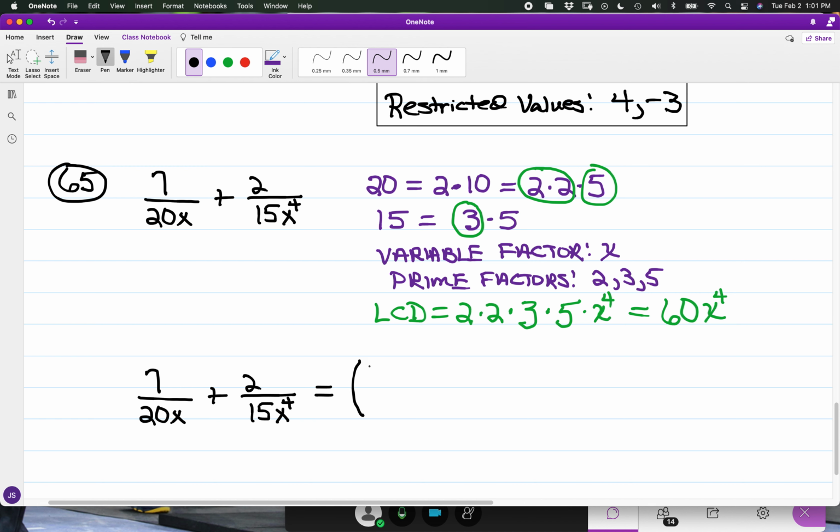So we have 7 over 20x, again looking at the denominator in the first ratio relative to the least common denominator. So 20 will go into 60 3 times, x will go into x to the 4th, x cubed times. So this first ratio is going to be multiplied by 1 in the form of 3x cubed over itself.